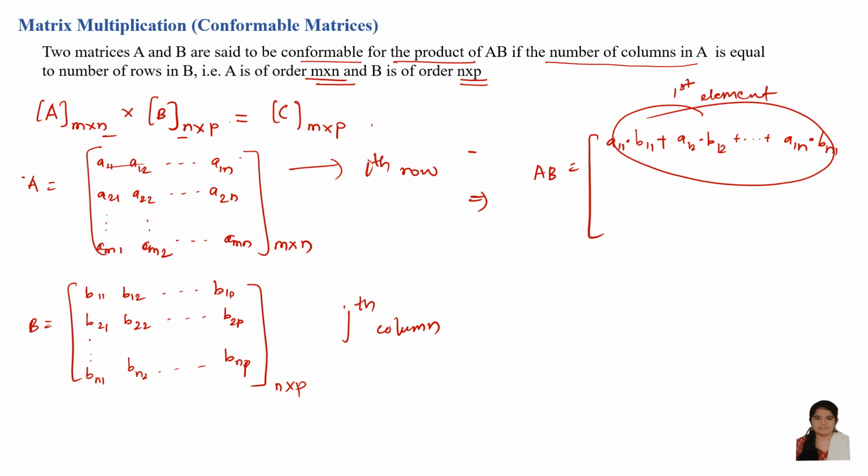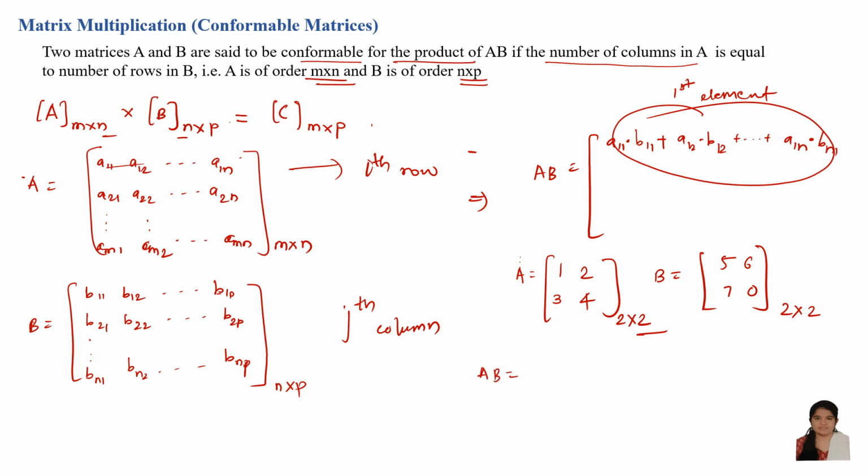In short, suppose we look at a 2x2 matrix. Suppose we are given matrix A as 1 2 3 4, and matrix B as 5 6 7 0. Here we observe this is a 2 cross 2 matrix, and this is also a 2 cross 2 matrix. The number of rows and the number of columns are equal, right? So what will the product A into B be?